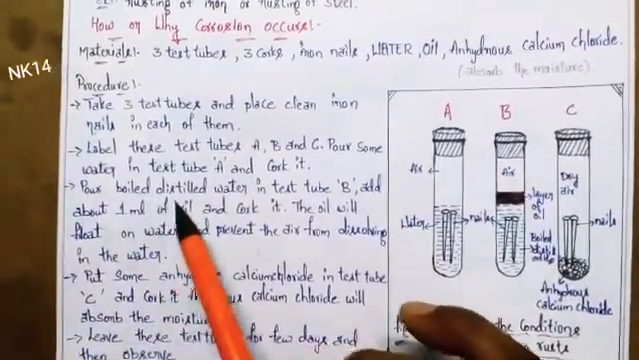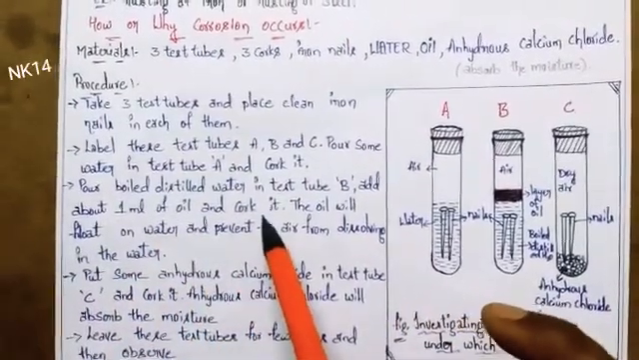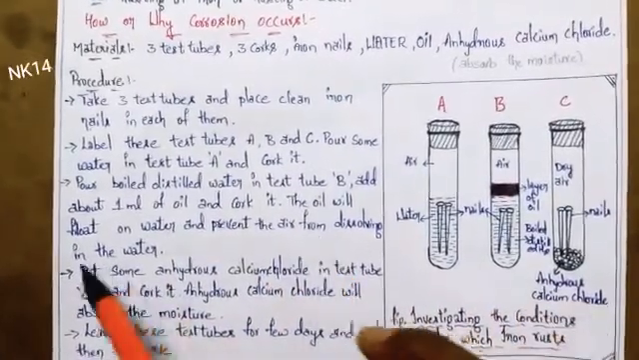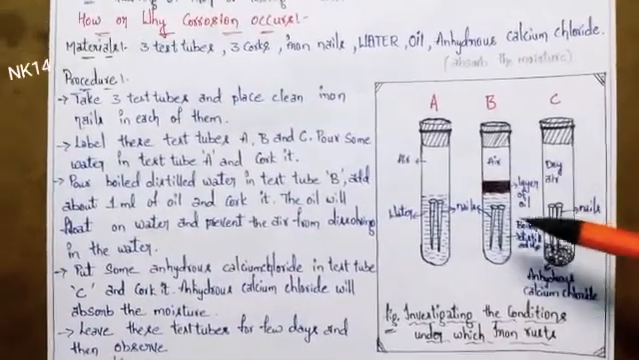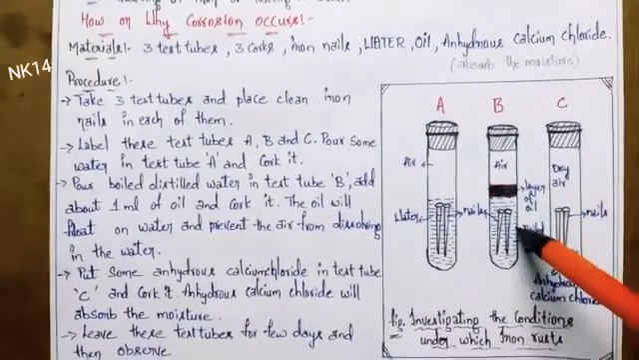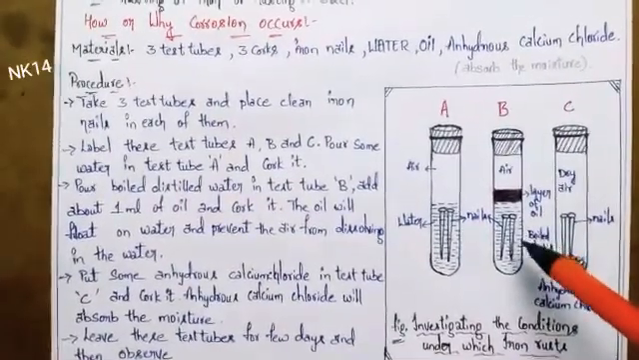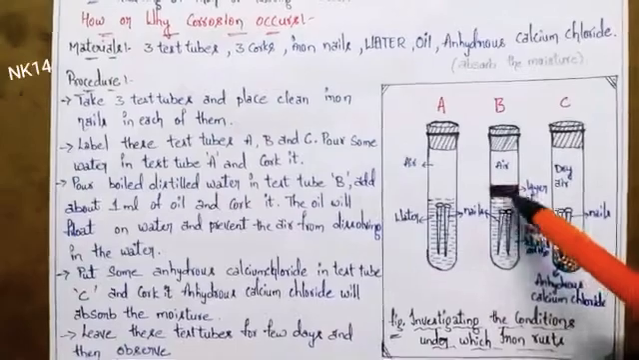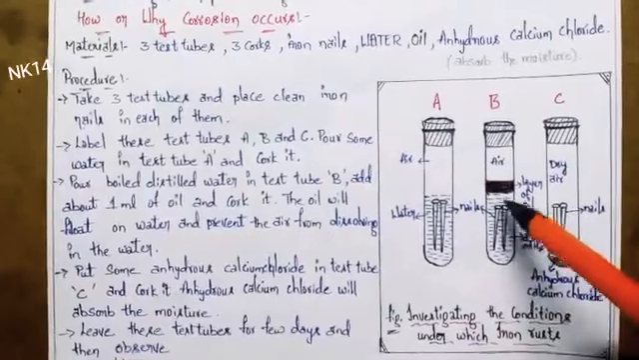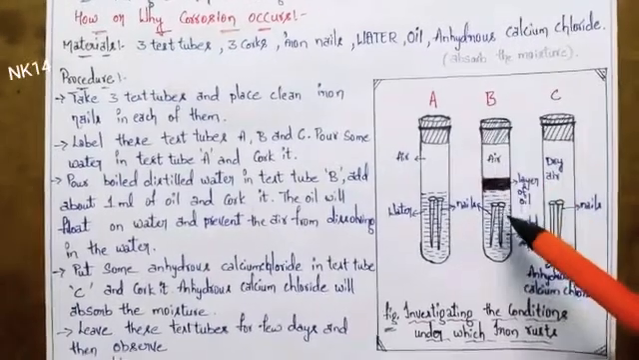Next, pour boiled distilled water in test tube B. Add about 1 ml of oil and cork it. The oil will float on water and prevent the air from dissolving in water. So friends, in test tube B we have already placed the nails. After placing the nails, we pour the water and later some oil. We know oil does not dissolve in water, so it floats on the water surface. As it is floating, the air will not be in contact with the water. The oil acts like a wall between the air and the water.